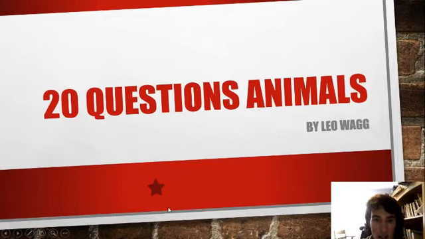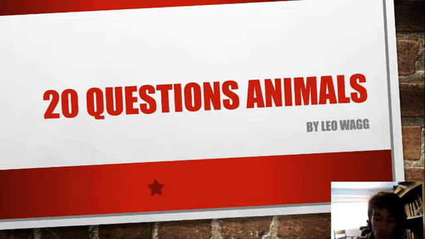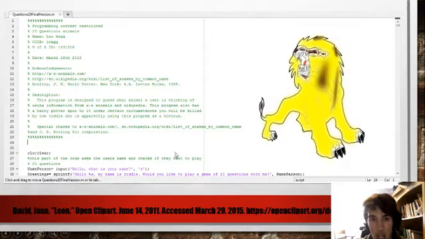Hello, my name is Leo Wagg, and I am presenting my code for the limited category for the 2015 MATLAB coding thing. Okay, let's begin. My code is 20 questions animals.